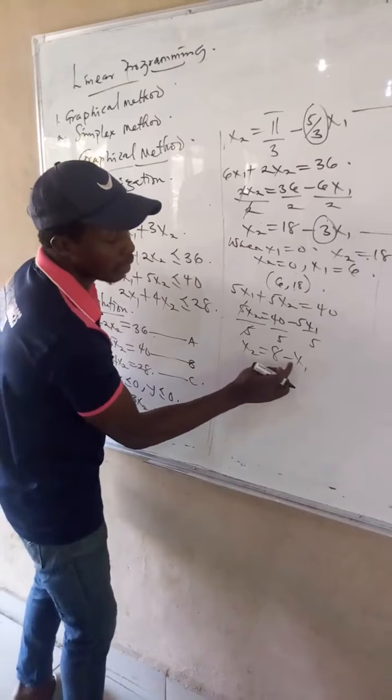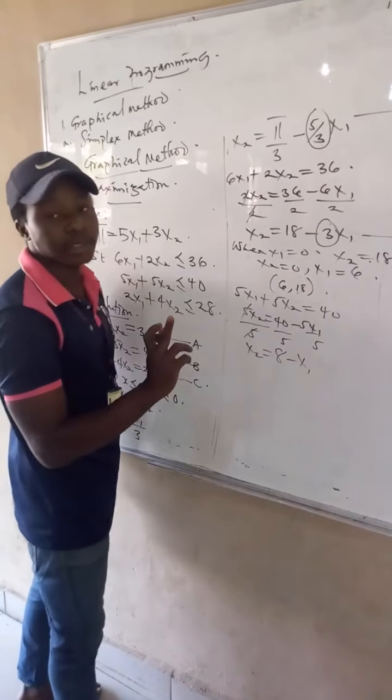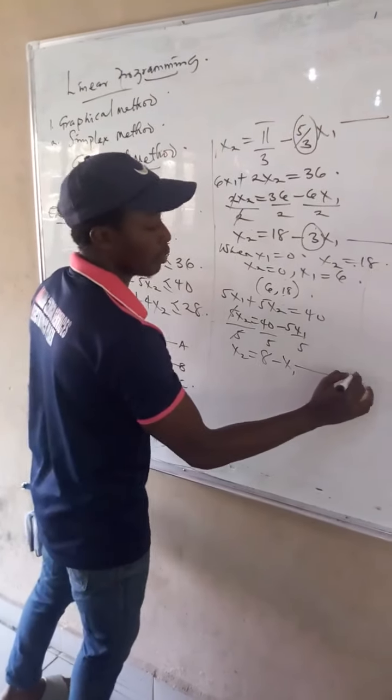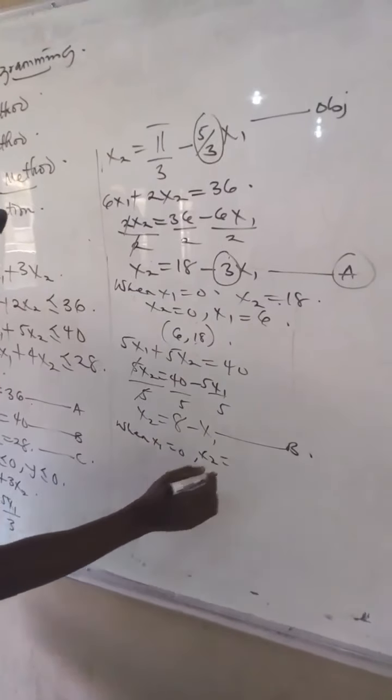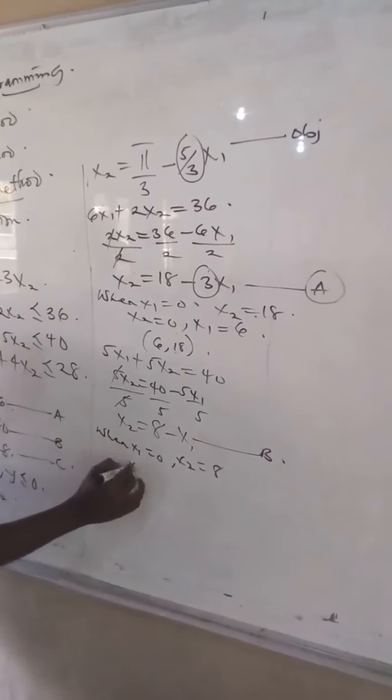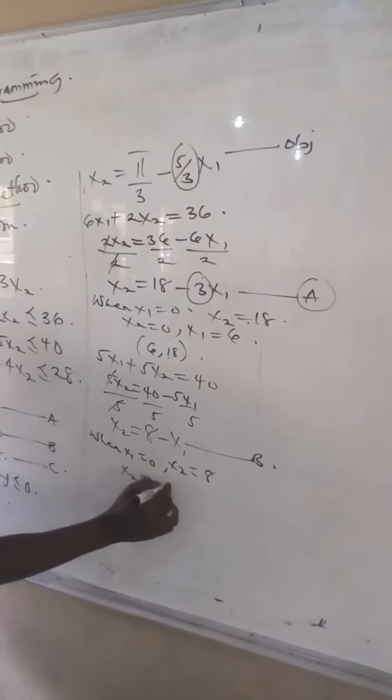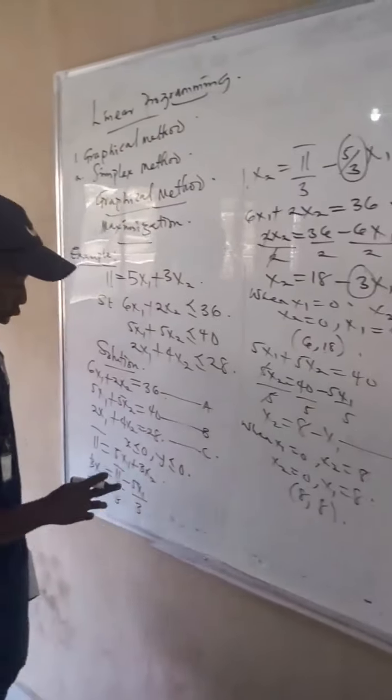Now if you look at this, the slope of this one here is what? It is 1. So this is coming from the second constraint, which is constraint B. Then you do the same thing: when x1 equals 0, x2 will equal 8. When x2 equals 0, x1 will equal 8. So you're having 8.